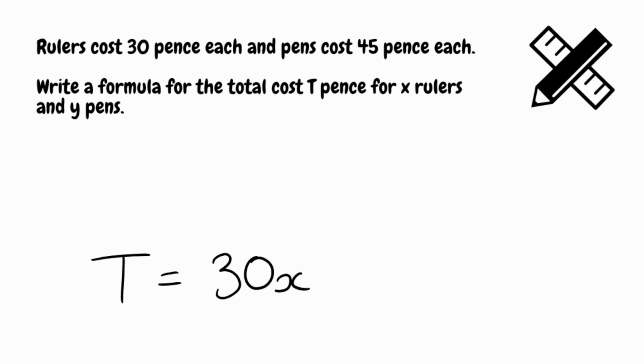And then for the cost of the pens, well, if pens are 45p each, and we need to write a formula for the cost of y pens, we'd simply do 45 multiplied by y, which would give us 45y. So here I've got the total cost of the rulers. Here I've got the total cost of the pens. For the total cost of both of them, I simply now need to add these terms together. So for our formula t, which is the total cost in pence for x rulers and y pens, would be equal to 30x plus 45y.